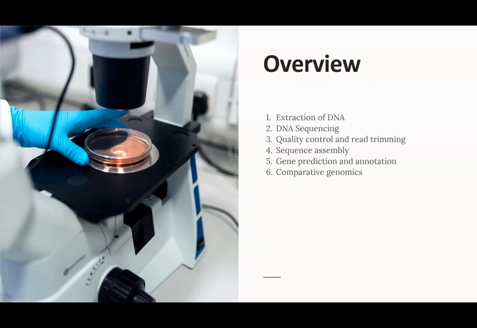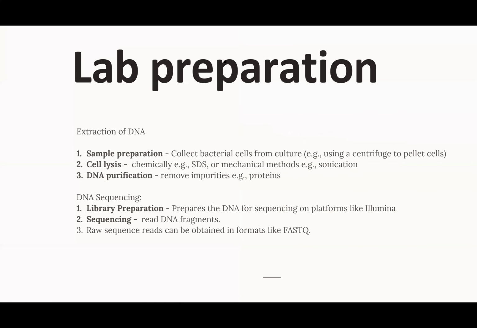So just an overview of the whole process from extraction to comparative genomics. So first of all, you need to extract the DNA, of course, so that you have material to analyze. And then you're going to sequence that DNA, and then you will do some quality control and read trimming, and then sequence assembly, and then you can do gene prediction and annotation, and finally comparative genomics. I will be going through each one of these.